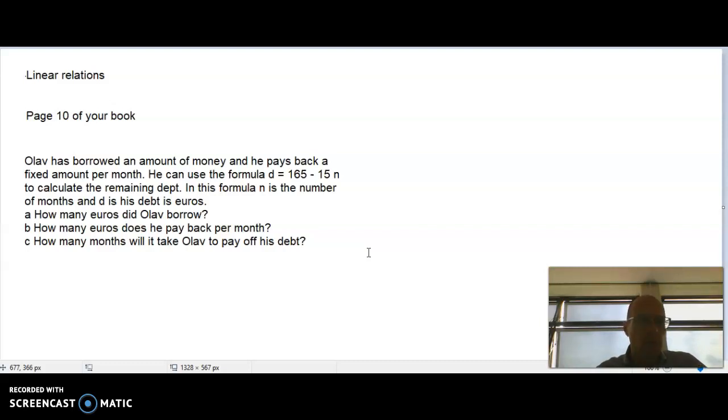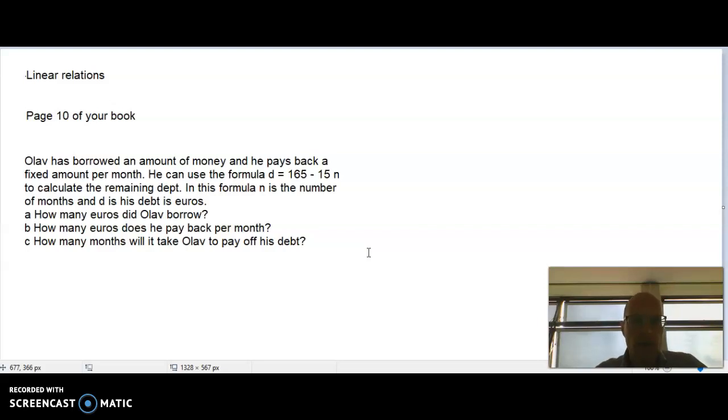Okay. So, page 10 of your book, I have copied it. Olaf has borrowed an amount of money and he pays back a fixed amount per month. So each month he pays the same amount of euros.